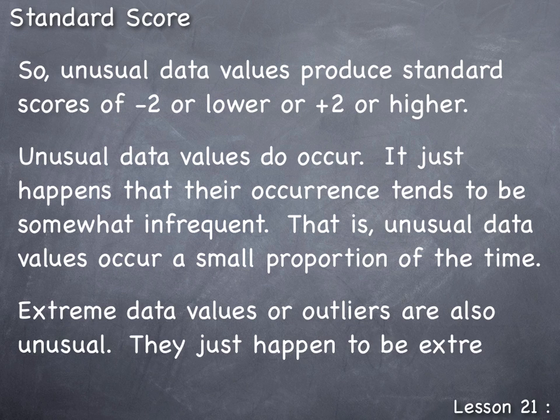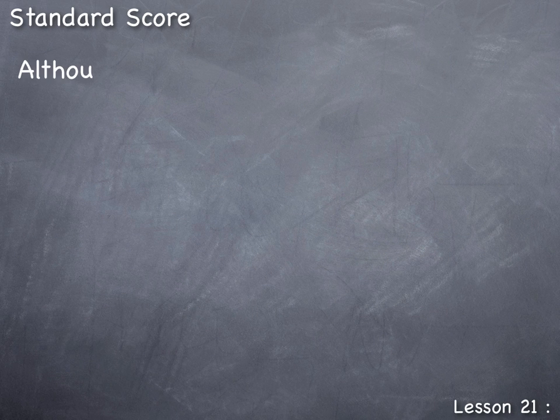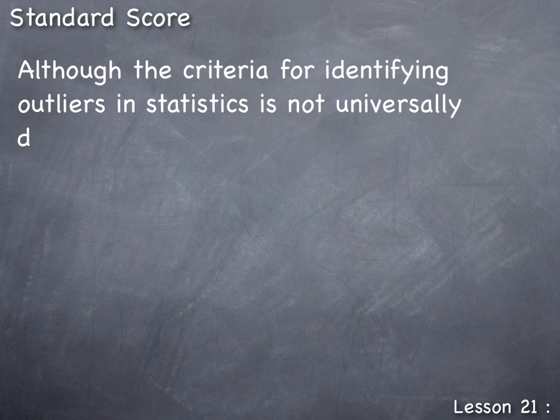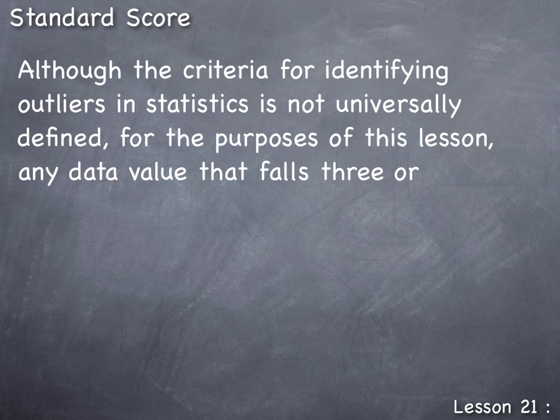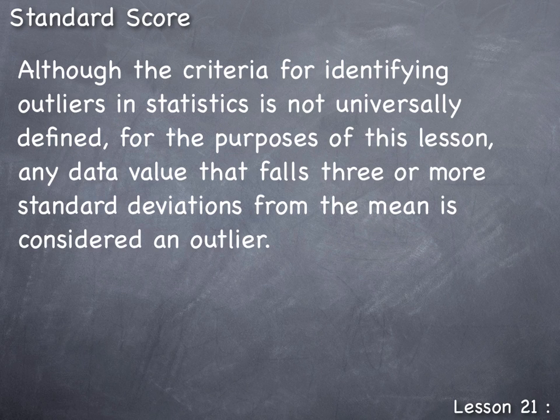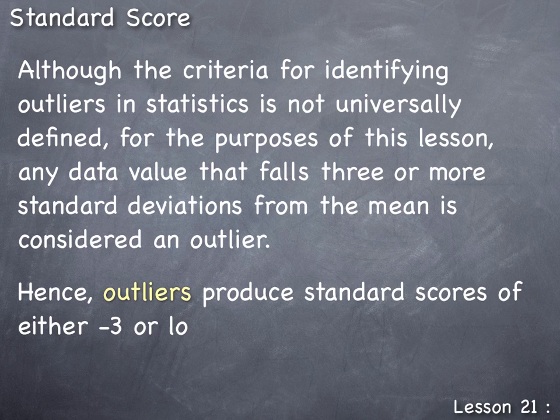Extreme data values, or what we call outliers, are also unusual. They just happen to be extremely unusual. Although the criteria for identifying outliers in statistics is not universally defined, for the purposes of this lesson, any data value that falls 3 or more standard deviations from the mean is considered an outlier. Hence, outliers produce standard scores of either -3 or lower, or +3 or higher.